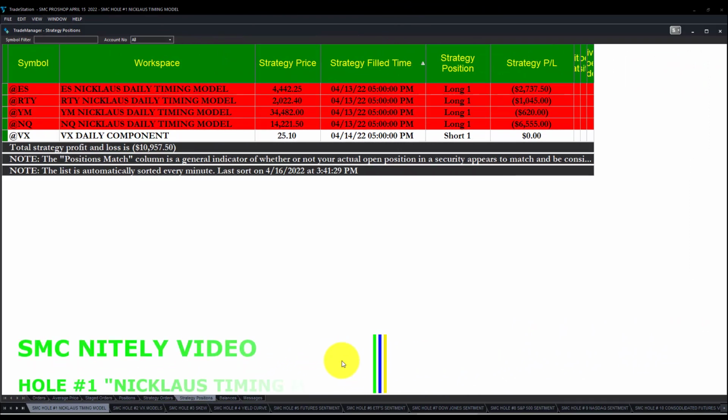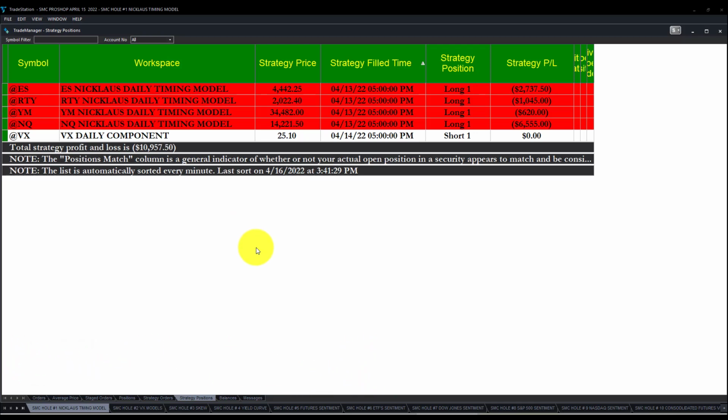Hole number one is our Nicholas daily timing model. The Nicholas daily timing model is not a trend identification system. It is not. It is an algorithm running on data, not a chart that there's anything to glean from. It's a math formula that assesses the data of the ES contract, the VIX contract, and the 10-year Treasury. From that data, it makes a decision to buy or sell on a daily basis.